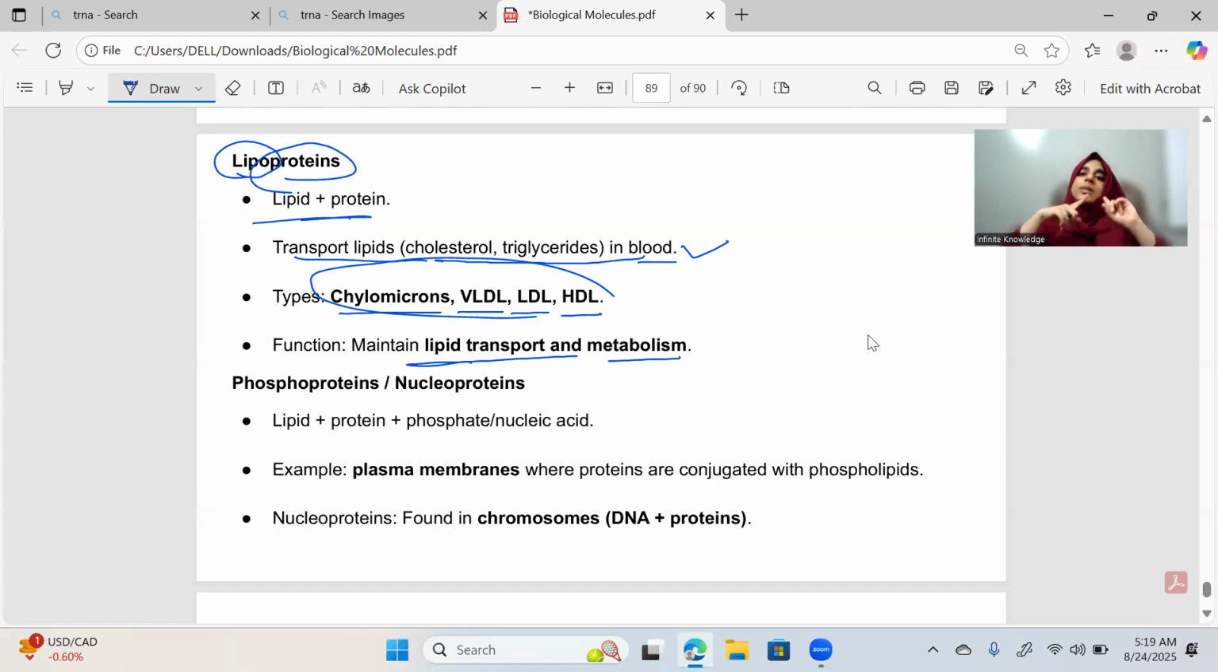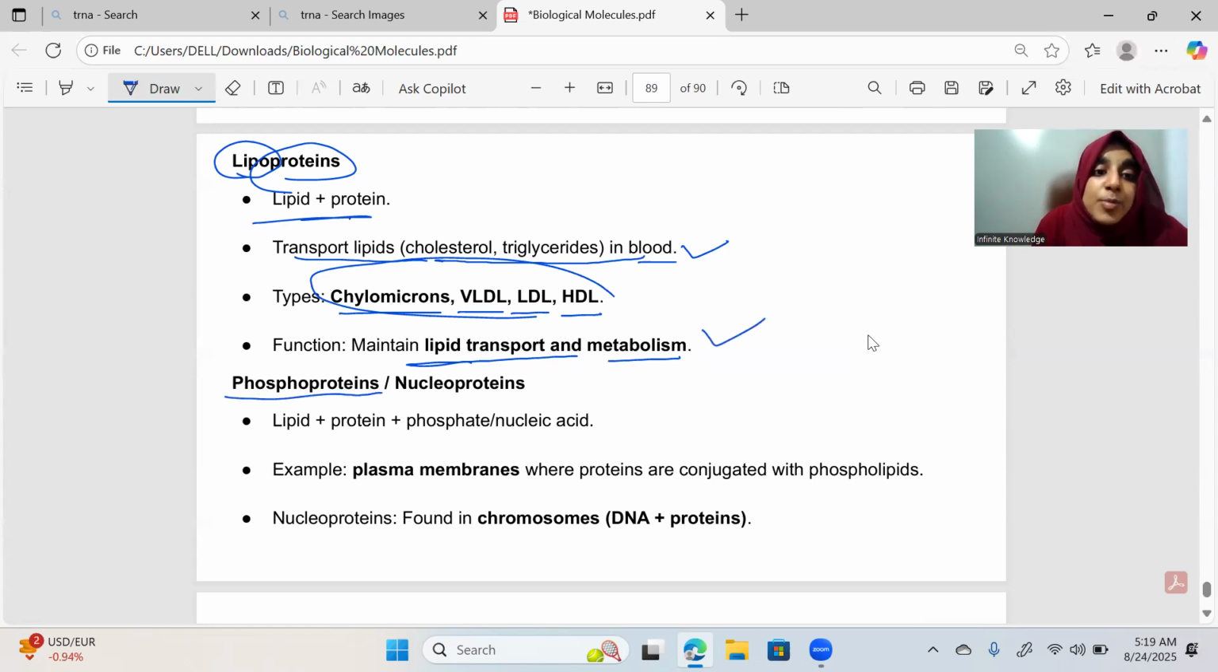Glycolipids help to make the cell membrane, especially in the nervous system, and the examples were cerebrosides and gangliosides. Whereas lipoproteins are used for the transport of lipids: very low density lipoprotein, low density and high density lipoproteins, right? And these are used for lipid transport and metabolism.